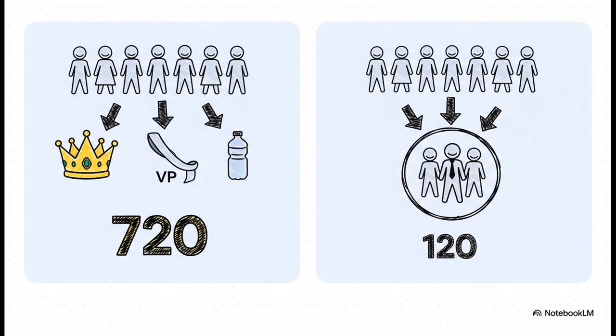Let's look at a head-to-head comparison. Say you're picking a president, a VP, and a water boy from 10 people. The specific jobs mean order matters, right? That's a permutation, and there are 720 ways to do it. But if you're just picking a committee of 3 people, where everyone's on equal footing, that's a combination, and there are only 120 ways. Way fewer, all because the order doesn't matter.